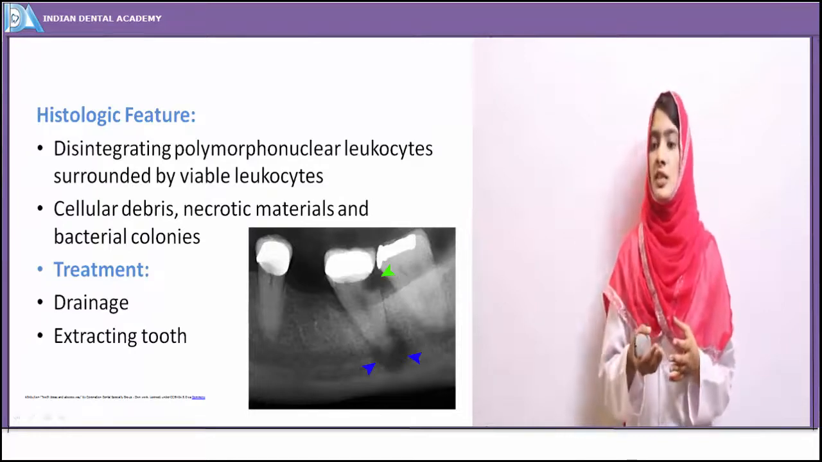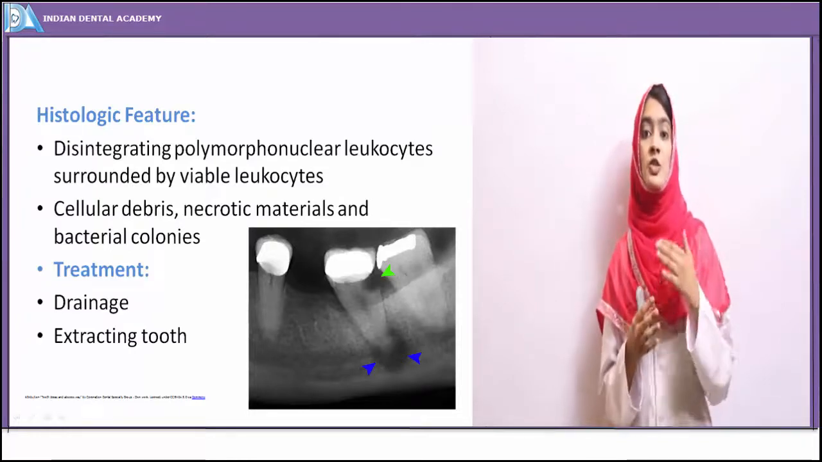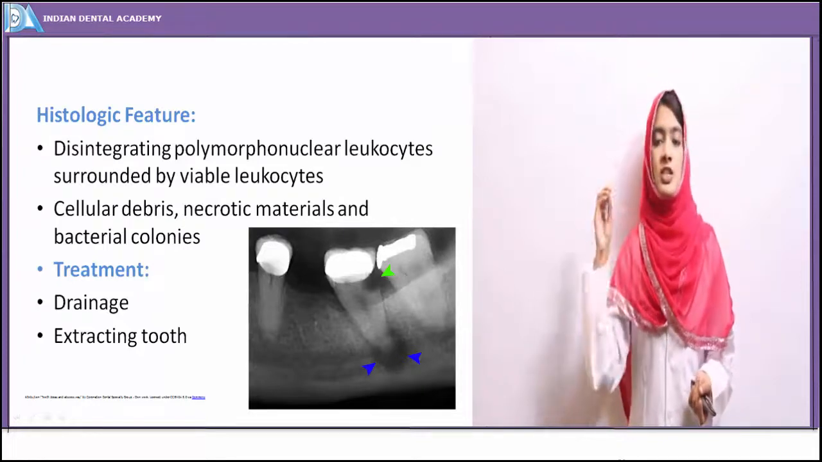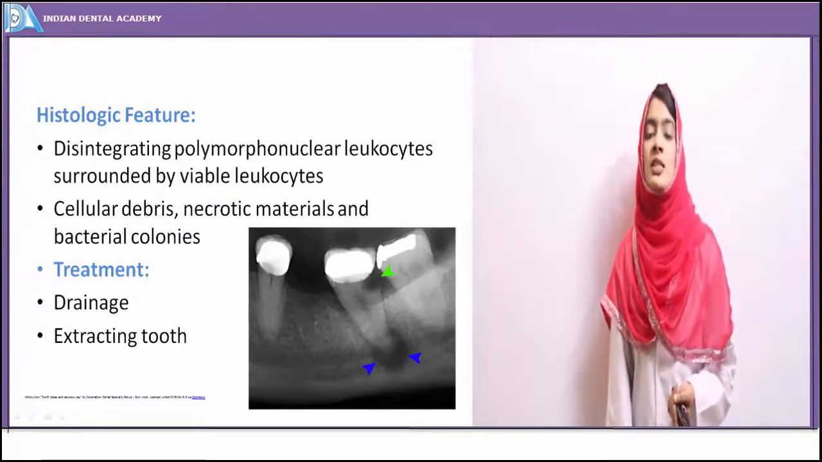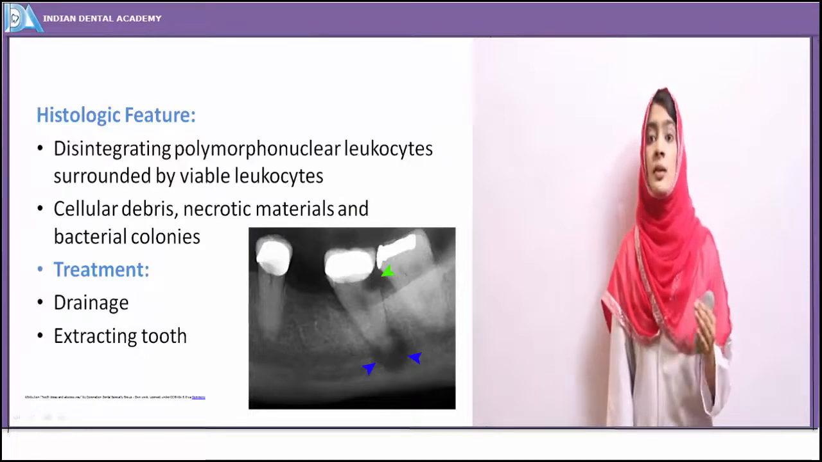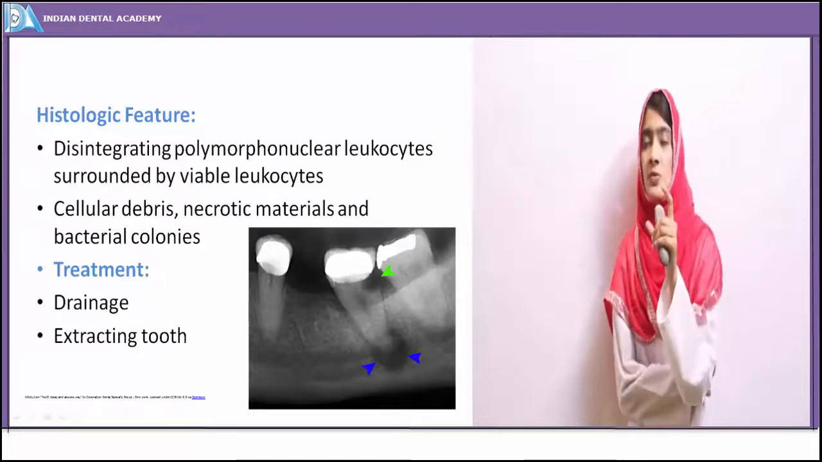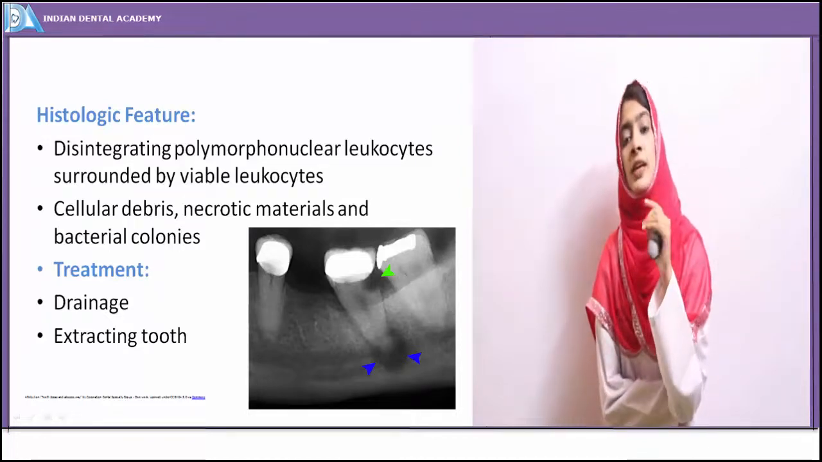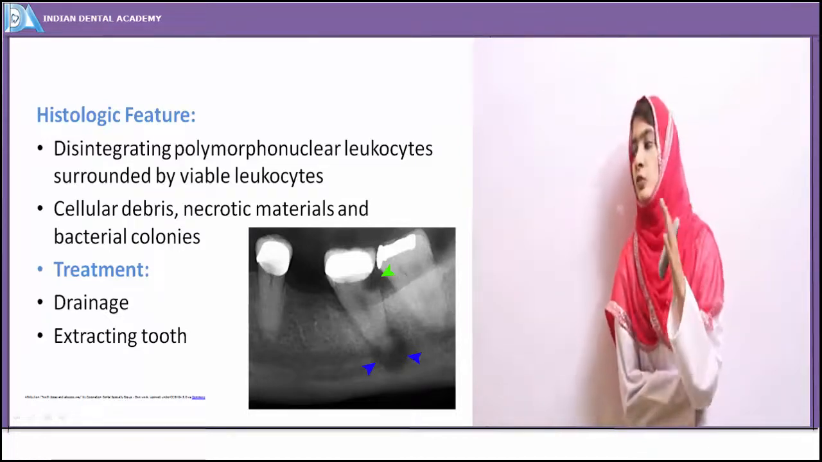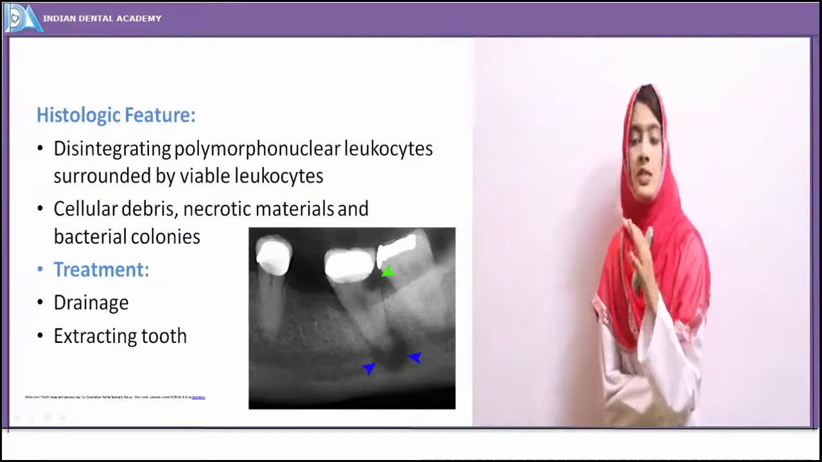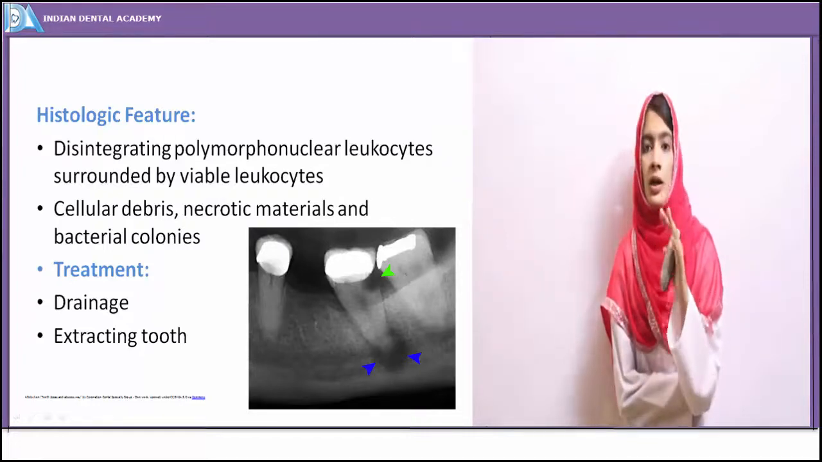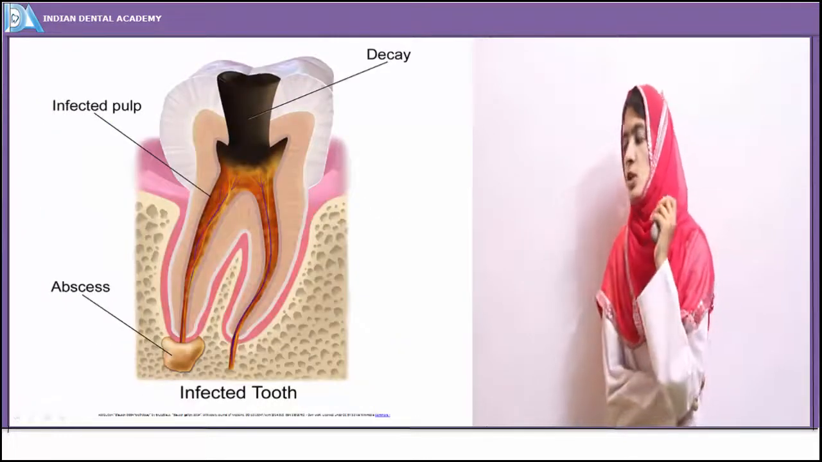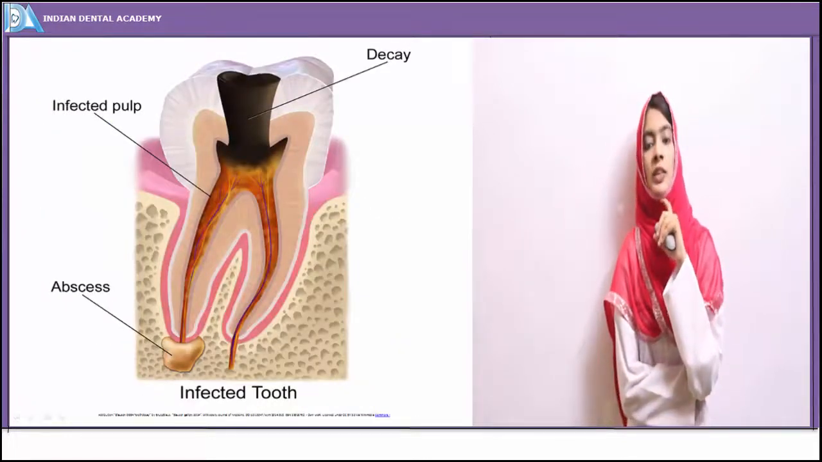The pus has to find a way to come out. So when you carry out endodontic therapy, the pus tends to come out through the root canals, and that leads to resolution of symptoms. The abscess formation leads to a characteristic loss of bone within that region. It may take a few months for the bone to form again in that region. If the abscess is not treatable and it is not healing, then you have to extract the tooth. So that's about the diseases involving the periapical tissue.